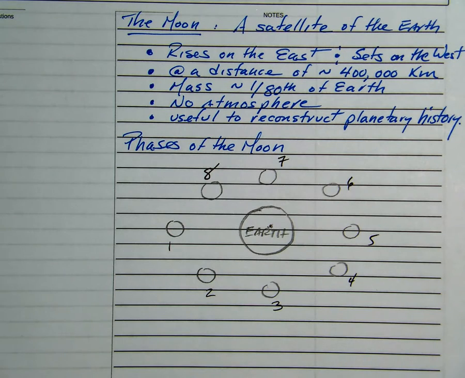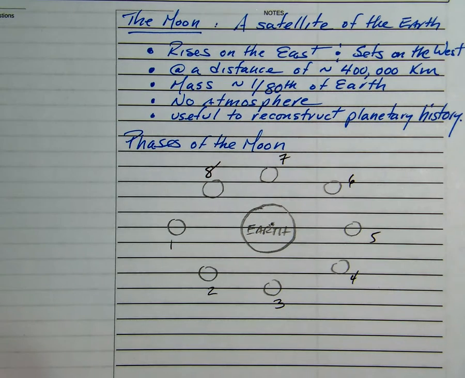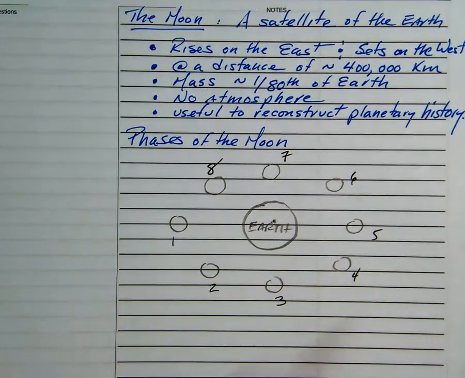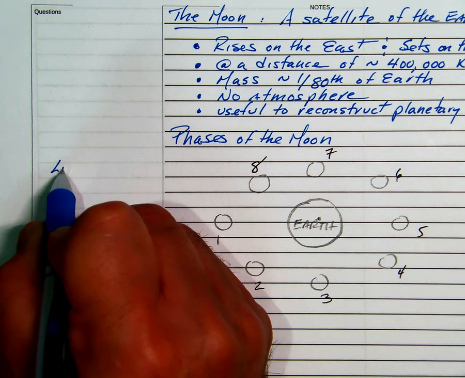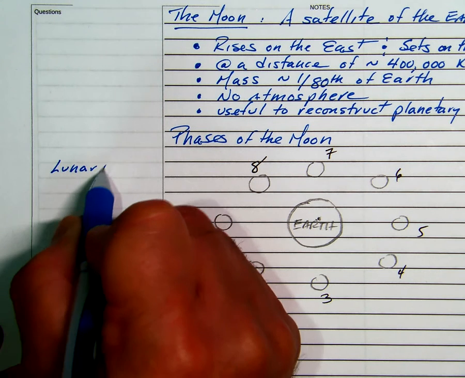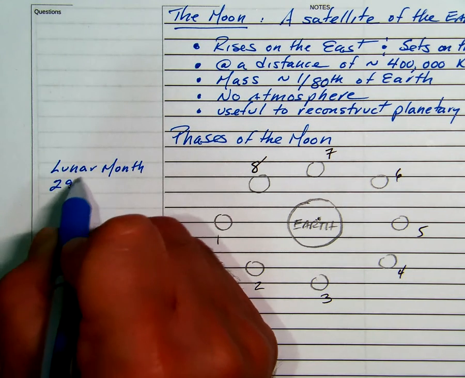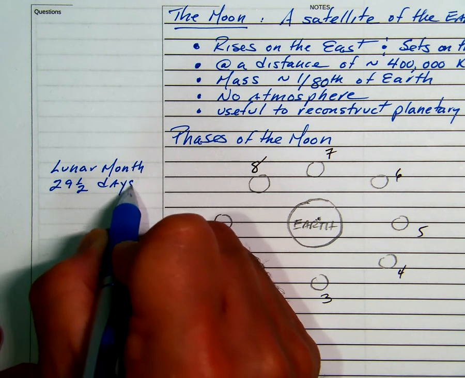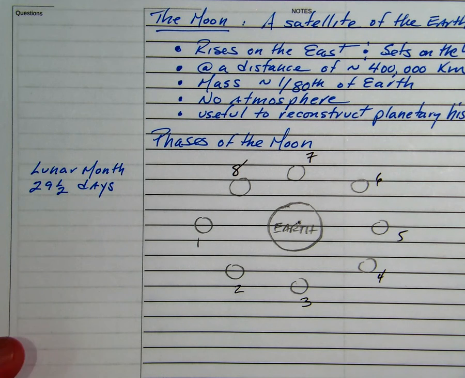Now, a comment on this: the lunar month is 29.5 days. So let me put that on the side while you're drawing that. Lunar month is 29.5 days. You can understand where the term month comes from: moon.